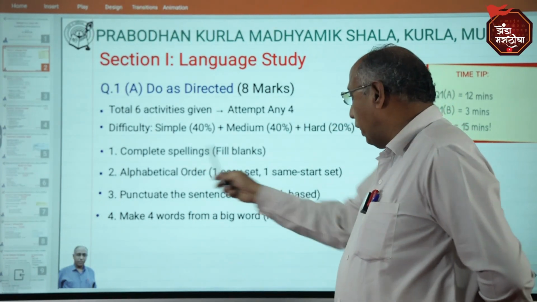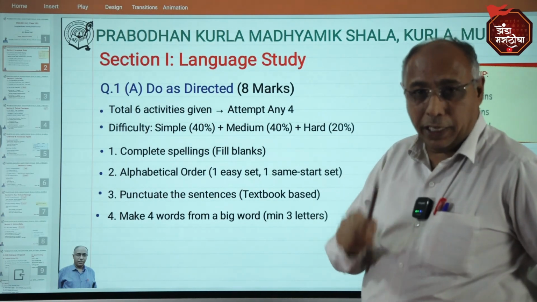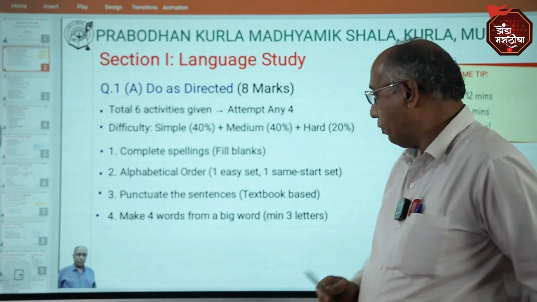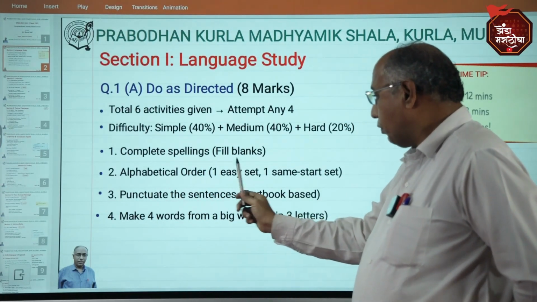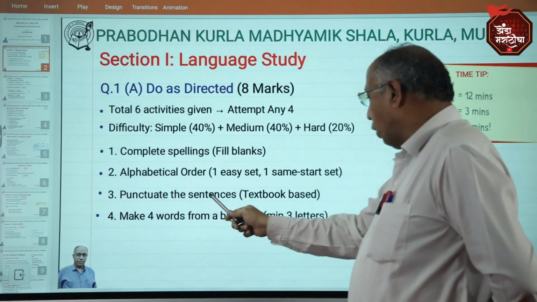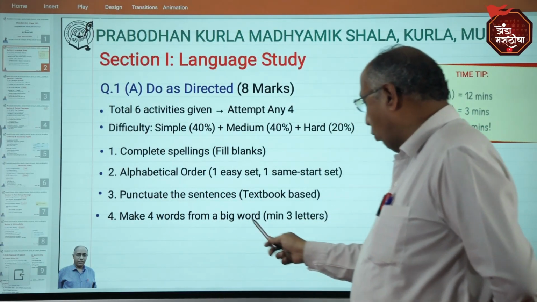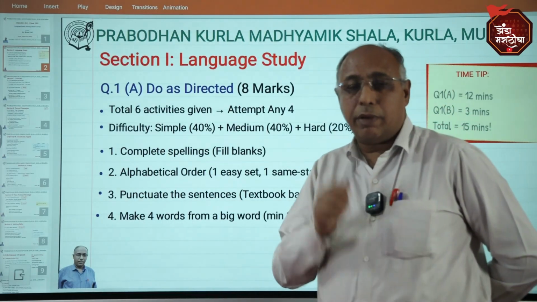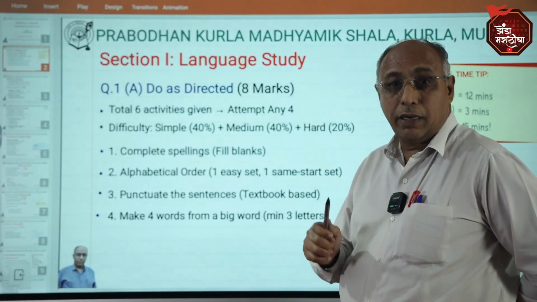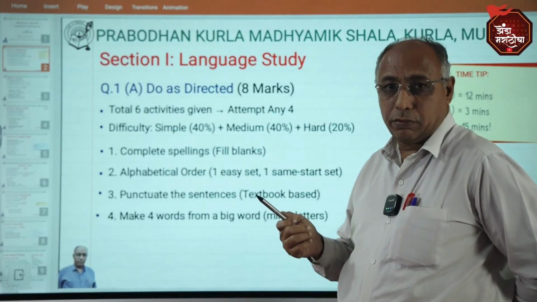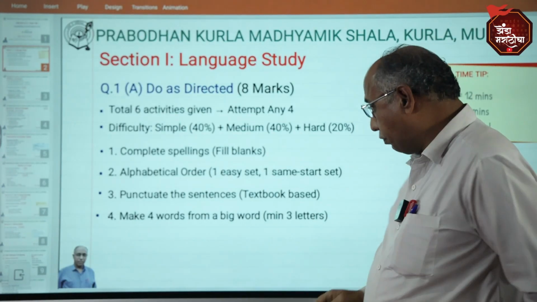These are: complete the spelling, means fill in the blanks. Students are asked to complete the spelling using proper letters. Second is alphabetical order. Third one, punctuate the sentences. Fourth one, make 4 words from the big word. A big word will be given and you will have to make 4 words. But you can make more than 4, because then you will get full marks.